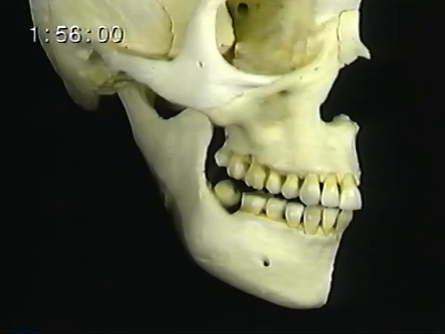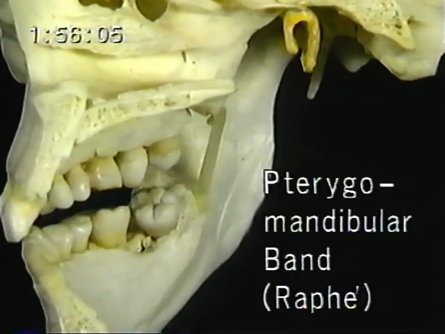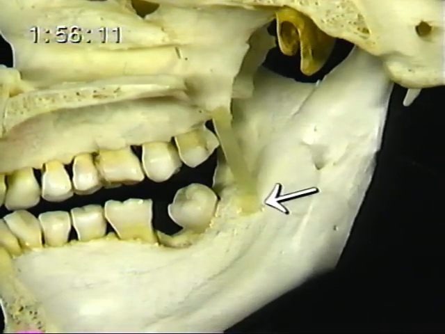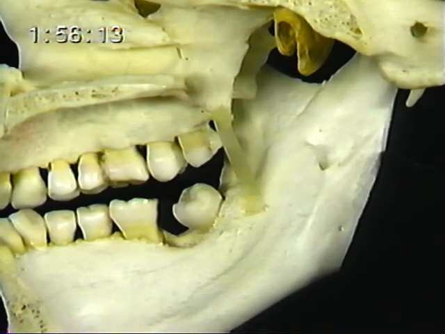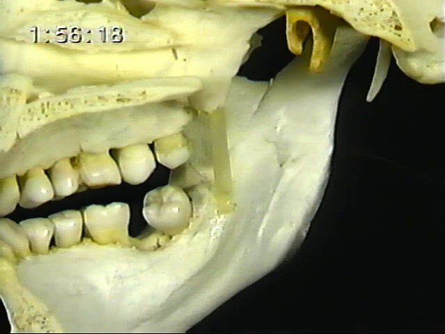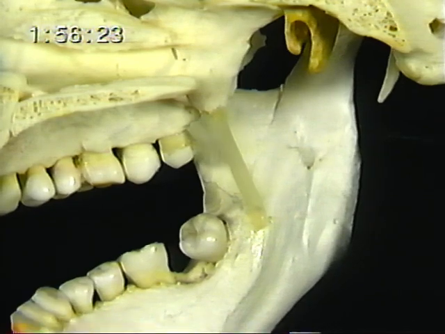Before looking at these muscles, we need to get acquainted with a ligamentous structure that the posterior fibers of the buccinator are attached to, the pterygomandibular band, also called the pterygomandibular raphe. The pterygomandibular band, represented by this piece of material, passes from the pterygoid hamulus to the posterior end of the mylohyoid line. Two muscles arise from it, the buccinator in front and the superior constrictor of the pharynx behind. The pterygomandibular band can stretch to accommodate jaw movement.